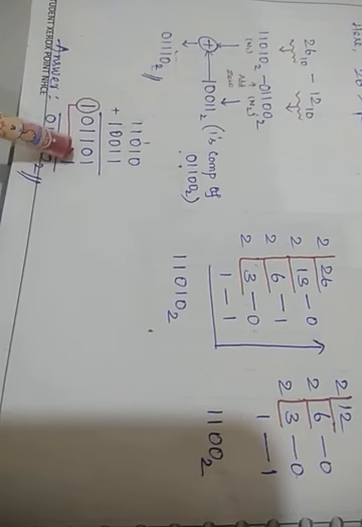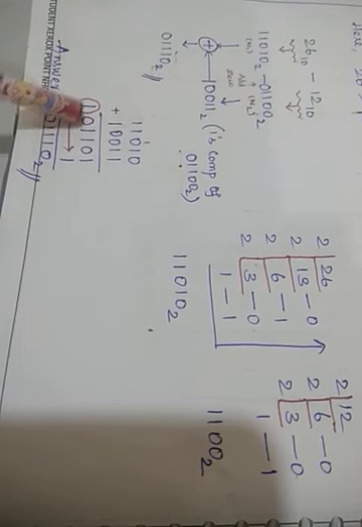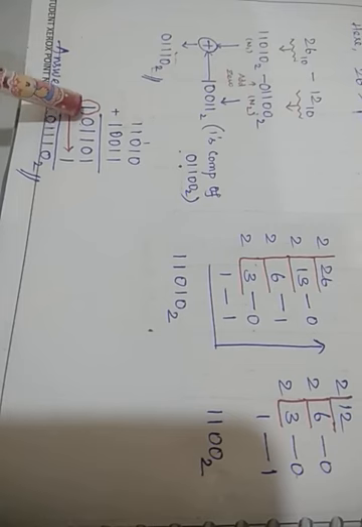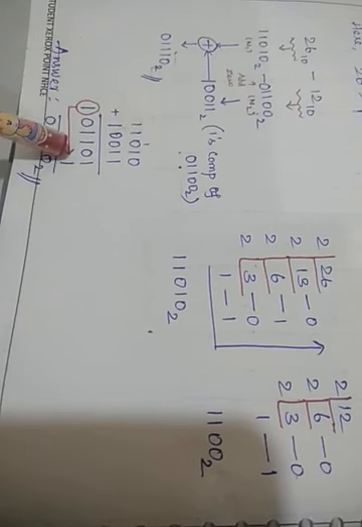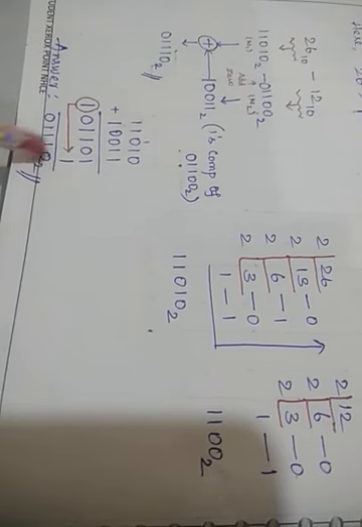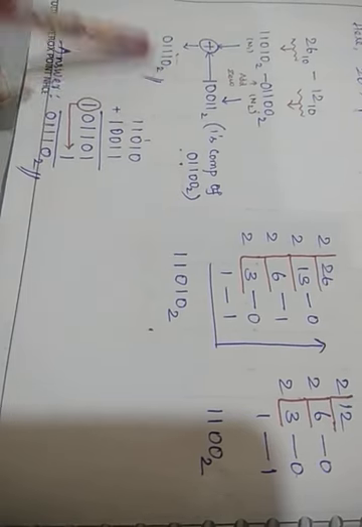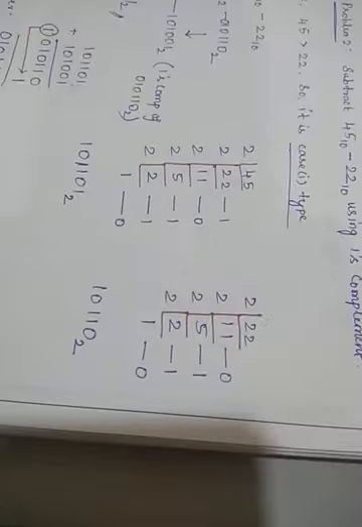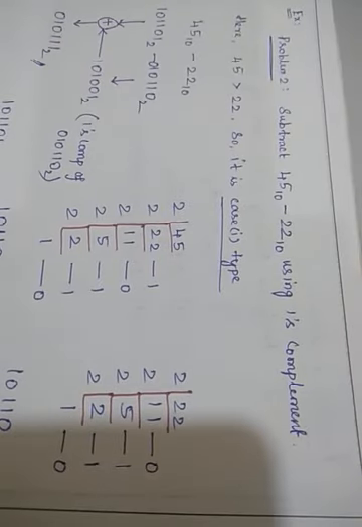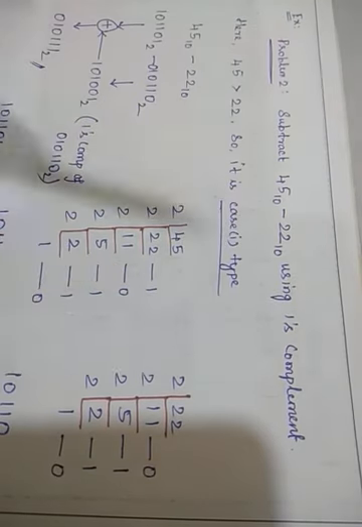0 plus 1 is 1, 1 plus 1 is 10, so 0 here and the remainder is 1. And 1 here, and 1. See here, carry is generated. That carry you should add with this LSB, the least significant bit. Then again you have to add: 0, 1, 1, 1, 0. This is the final answer. So we'll see the next problem. See the example problem: subtract 45 minus 22 using 1's complement.